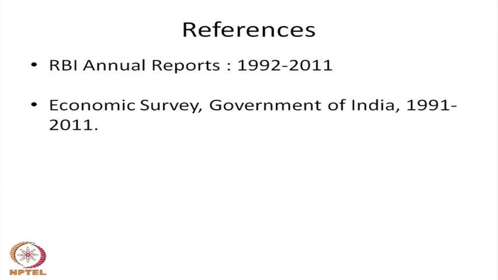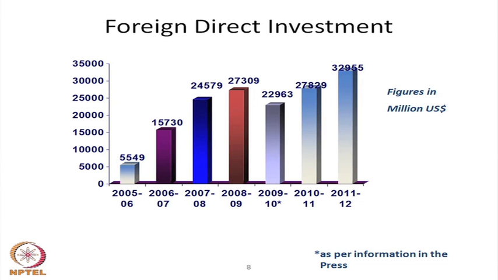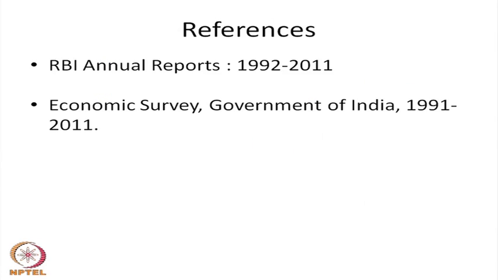This is the end of this session, in which we have discussed the development of the Indian foreign exchange market. Further references are there if you want to study more about how liberalization took place in India in the case of foreign direct investment. You can go through the different annual reports of the RBI from 1992 to 2011, and also the Economic Survey of the Government of India from 1991 to 2011. In the different economic surveys, the Government of India and the RBI outline the foreign exchange policy, and you can get further information from these reports.